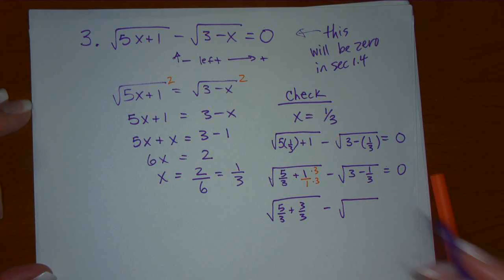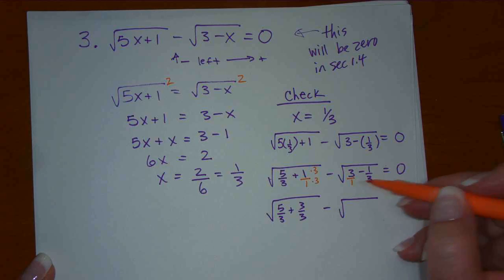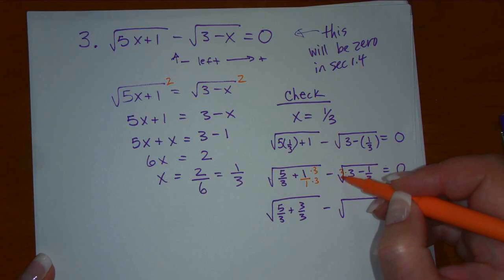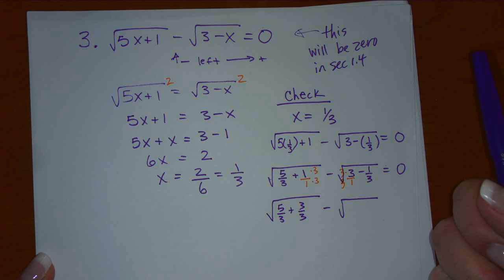And what about this second one? This is over 1. So we need them both to be the same. So multiply the first one by 3. 3 times 3. 3 squared. 3 squared is 9. 3 times 3 is 9.